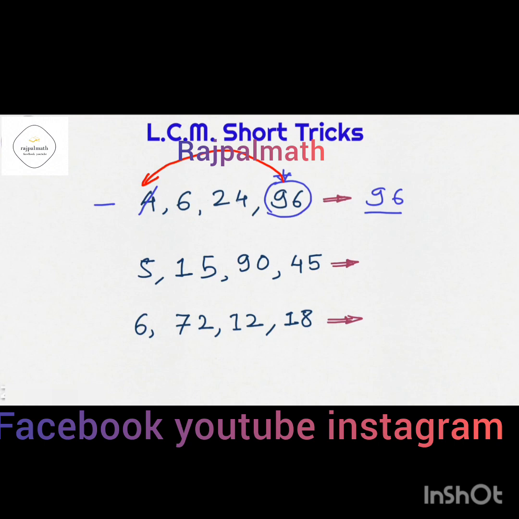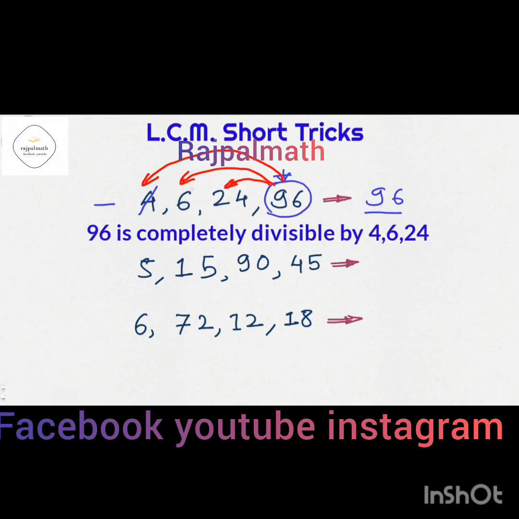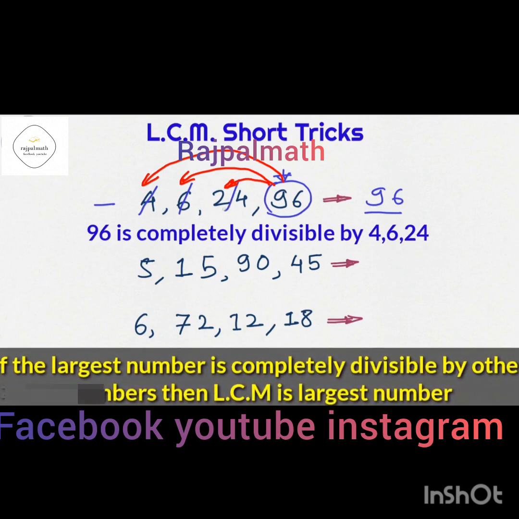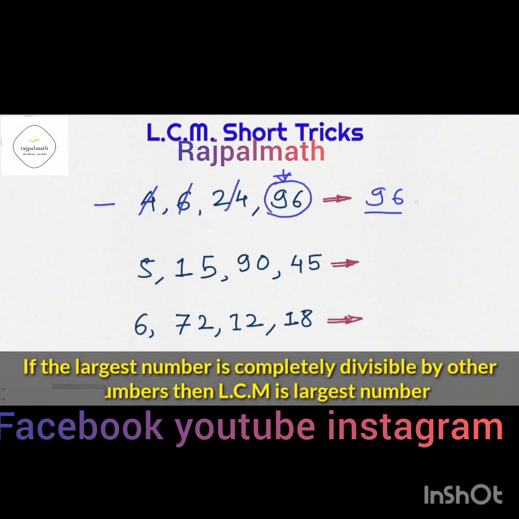Similarly, 96 is completely divisible by 6 as well, so I will cancel it out. It is completely divisible by 24 as well. So my answer is going to be 96. So if the largest number is completely divisible by the other numbers, then obviously your answer is going to be the largest number. Let's figure out the next problem.